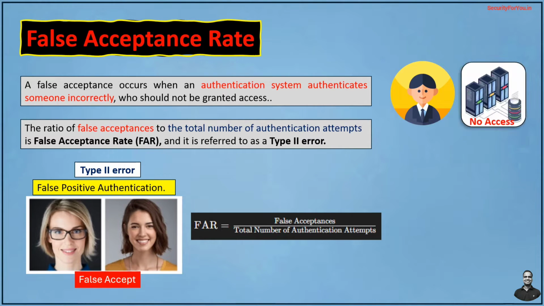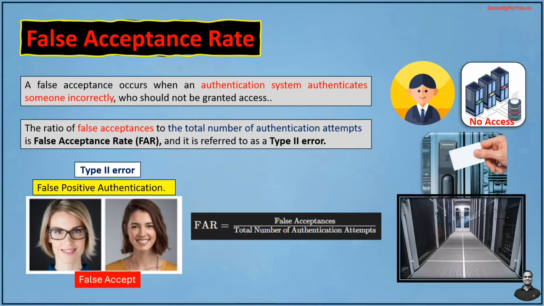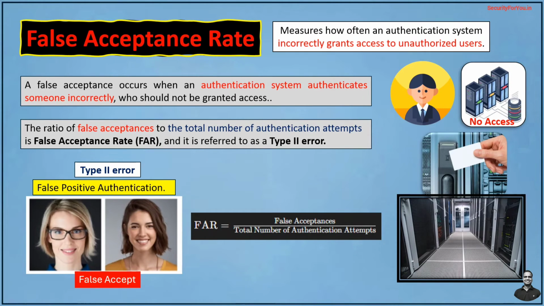Suppose you do not have access to the server room in your company's building. Your credentials are not registered in the access control system for the server room. However, when you use your access card to authenticate, the system mistakenly recognizes you and grants you access to the server room. This incorrect authentication is called a false positive or a false acceptance. False acceptance rate measures how often an authentication system incorrectly grants access to unauthorized users.